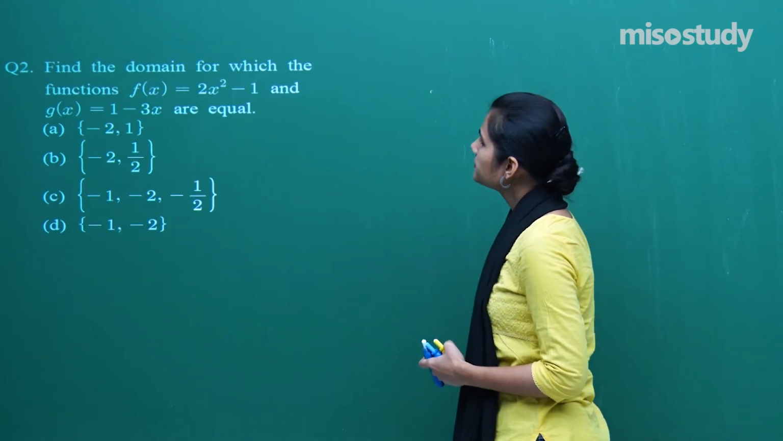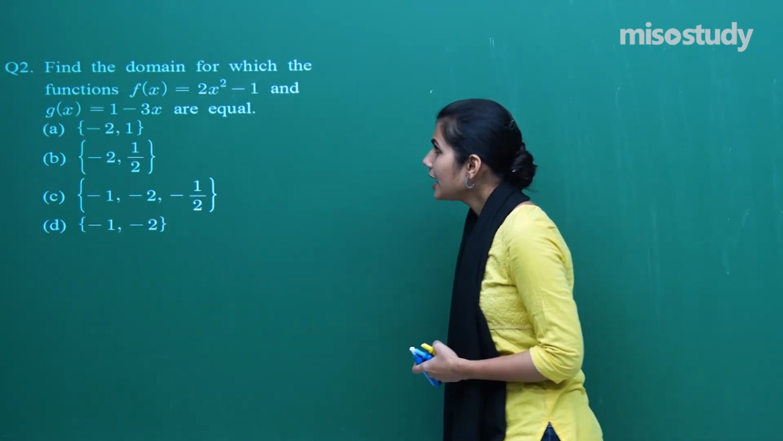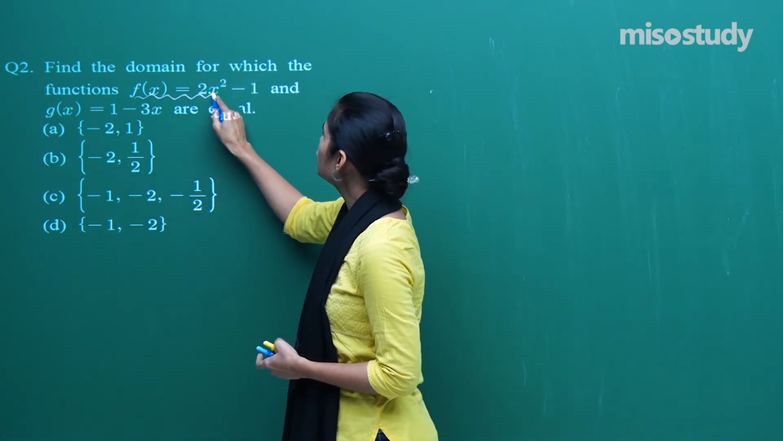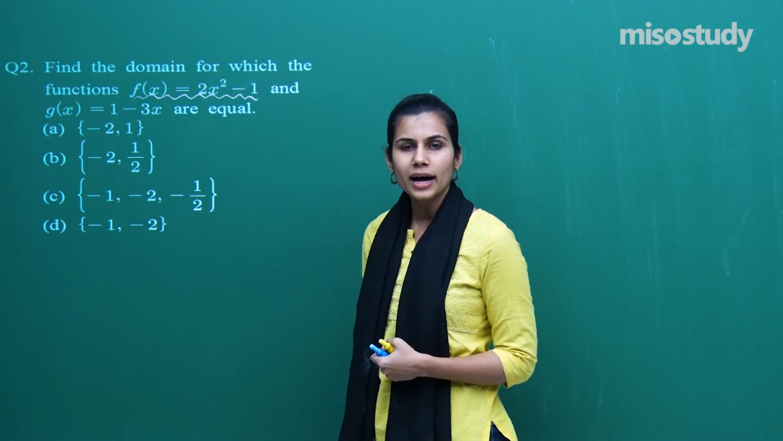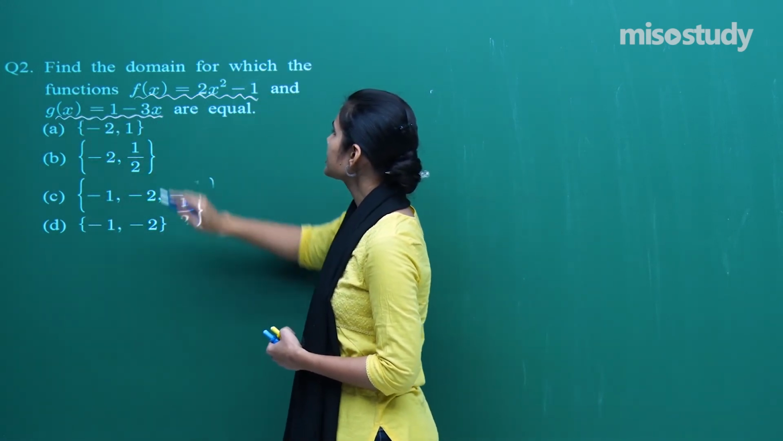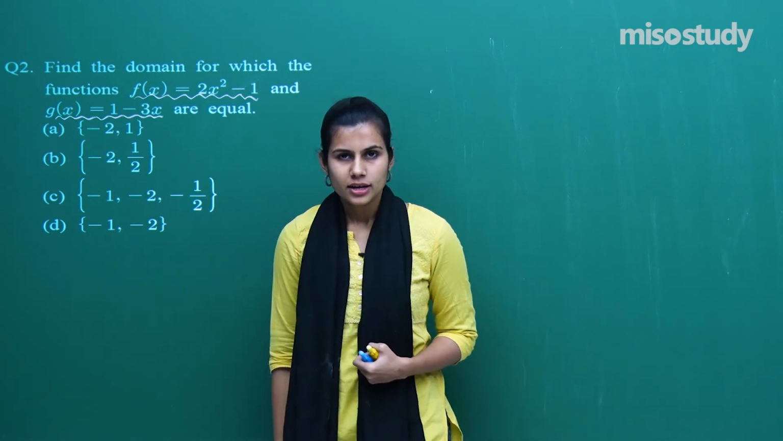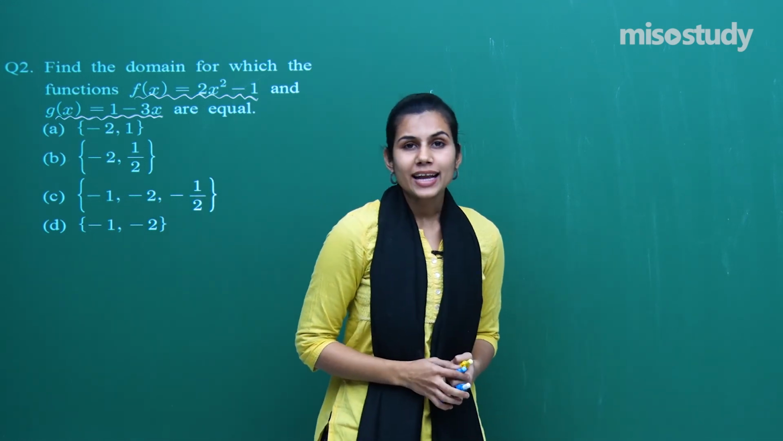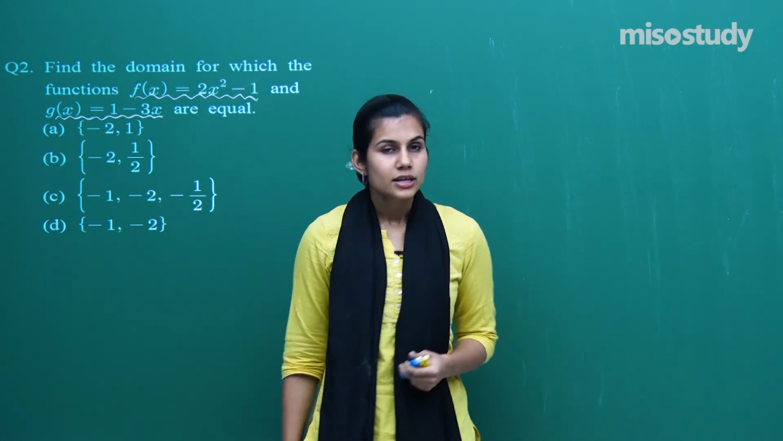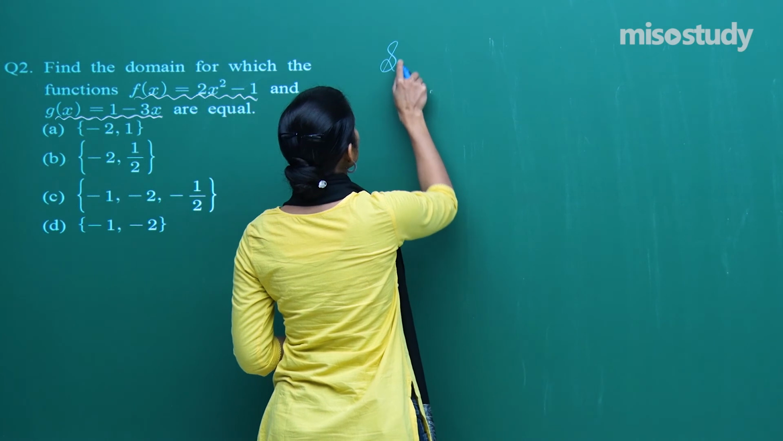It is saying find the domain for which f(x) equals 2x square minus 1 and g(x) equals 1 minus 3x are equal. You have to find those values of x for which these two functions are equal. So let's start with the solution.